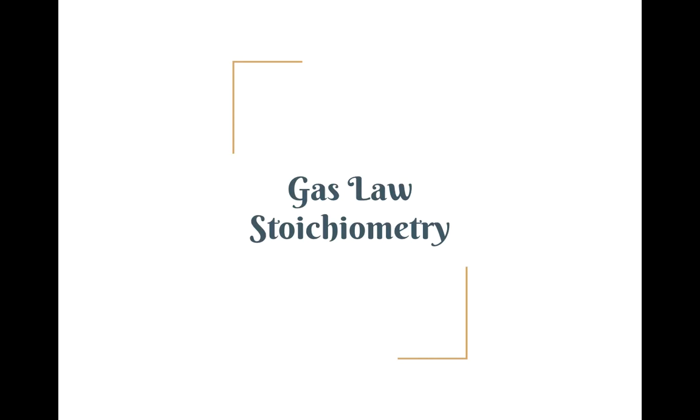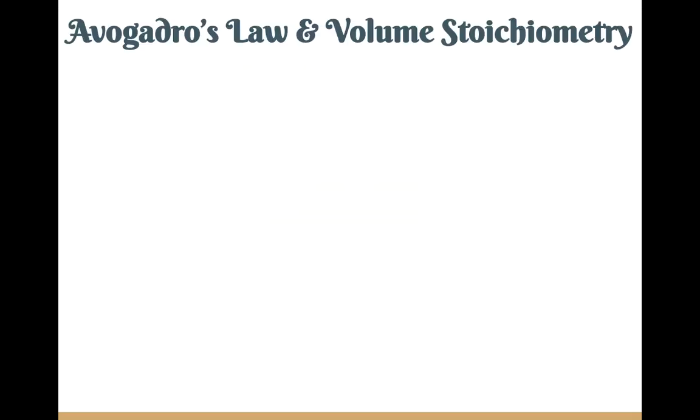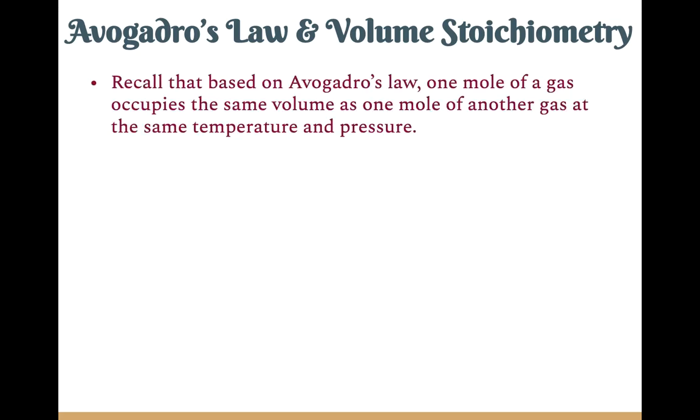In this video, we're going to return to stoichiometry and we're going to add in the gas laws as a way of finding moles or converting from moles in our stoichiometry problems. So first of all, let's return to Avogadro's law. Recall that based on Avogadro's law, 1 mole of a gas occupies the same volume as 1 mole of another gas at the same temperature and pressure. So no matter what the gas is, if there's 1 mole of it, it's going to occupy the same volume as 1 mole of any other gas.